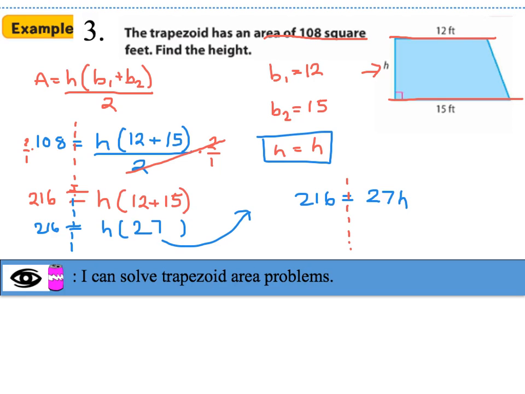Work on the right-hand side. Since we're multiplying 27 and h, let's do the opposite and divide both sides by 27. 27's go away, h is all alone. So if we do the math, 216 divided by 27, I would get 8. So my height is equal to 8 feet.